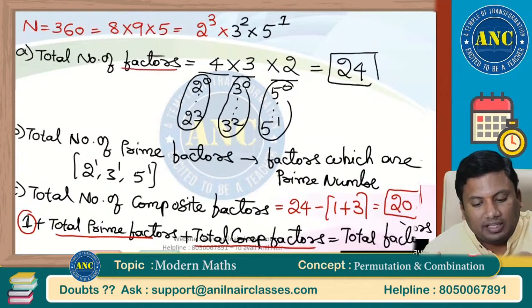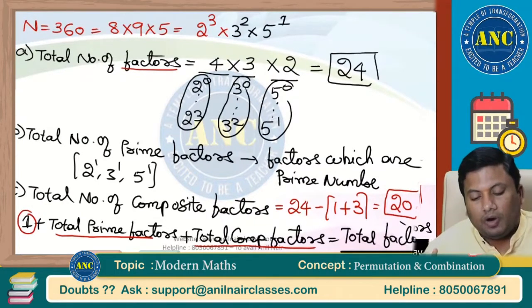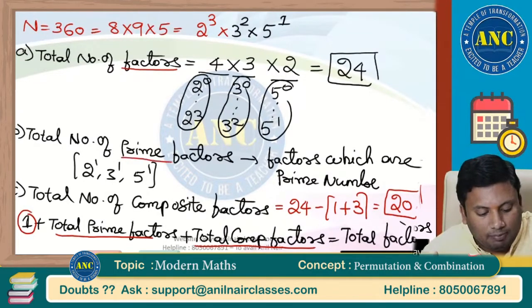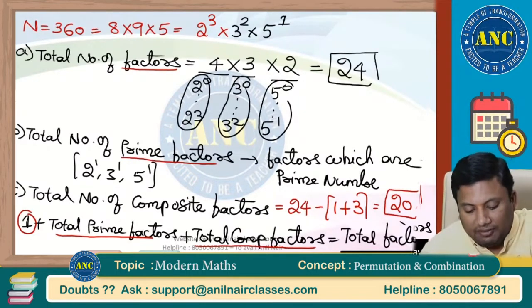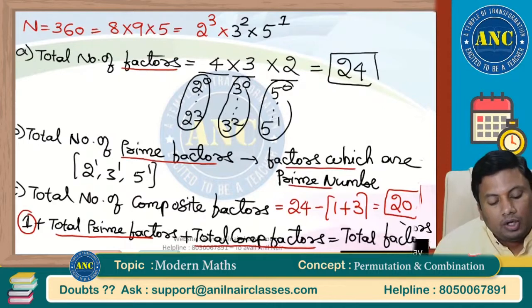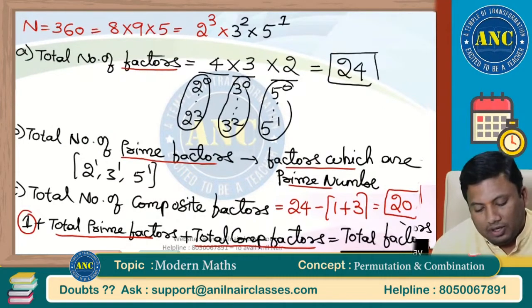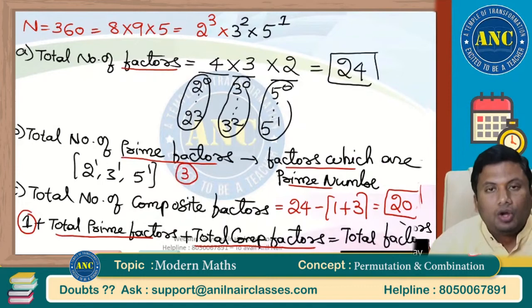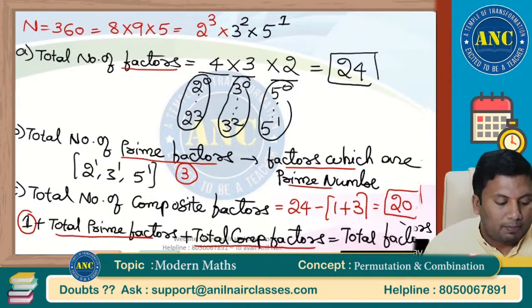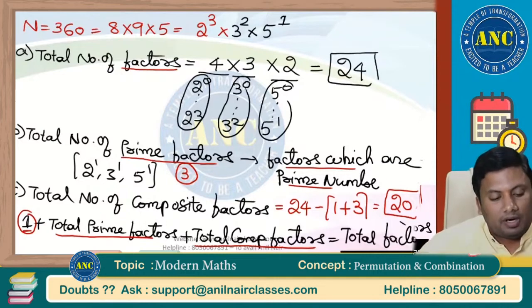Total number of factors will be 0 to 3, 4; 0 to 2, 3; 0 to 1, 2. 4 into 3 into 2 is 24. Total number of prime factors: prime factors are the factors which are prime numbers. The only prime factors here are 2 power 1, 3 power 1, 5 power 1, which is 3. Total number of composite factors is total factors minus 1 plus total number of prime factors, since 1 is neither prime nor composite.